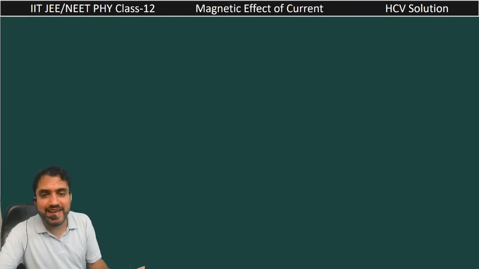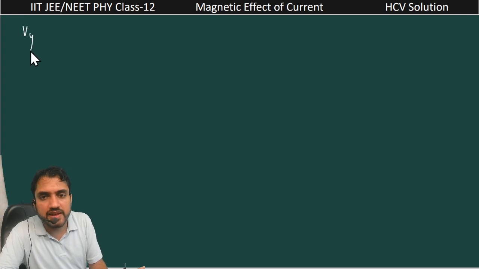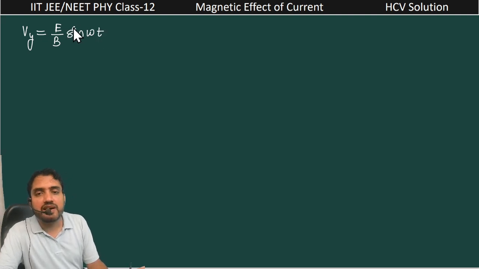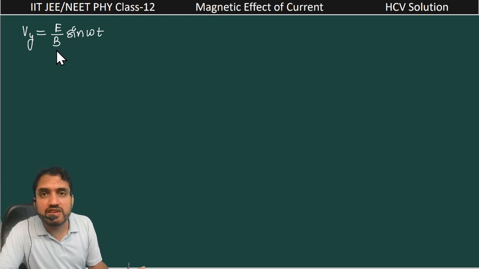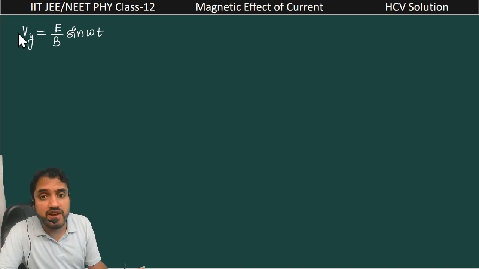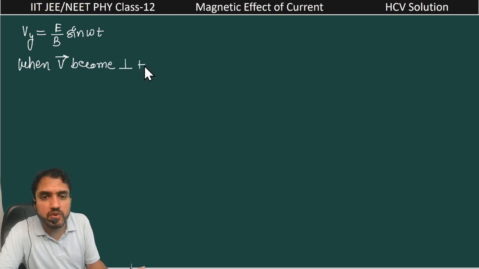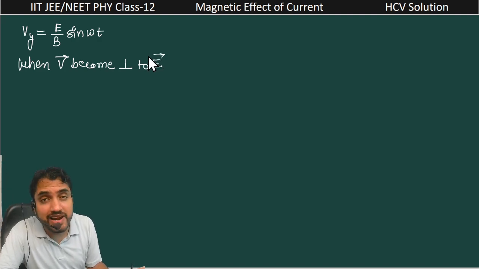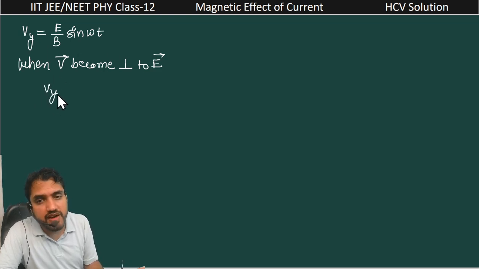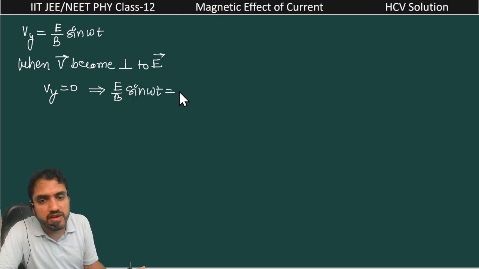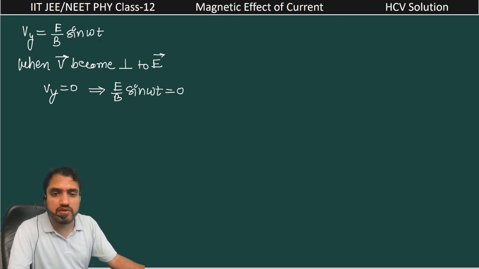So the velocity along the y-axis, that is Vy, is equal to E divided by B into sine omega t. And when this velocity vector becomes perpendicular to the electric field, and the electric field is in the y direction, the y component should be equal to 0. So this Vy should be equal to 0, meaning E by B into sine omega t should be equal to 0.